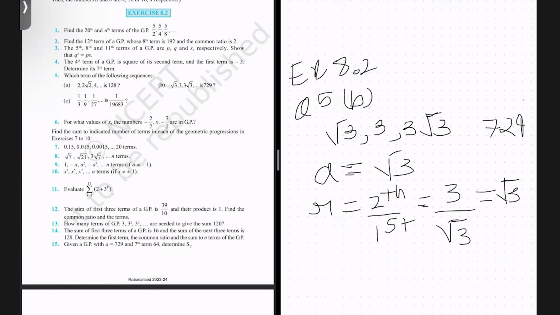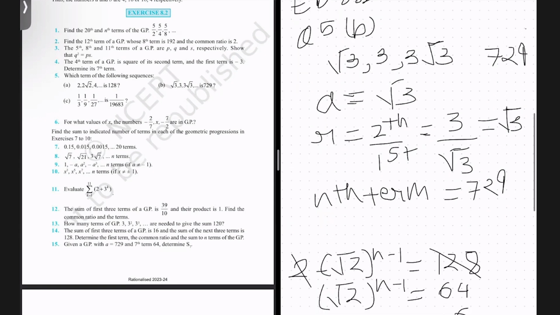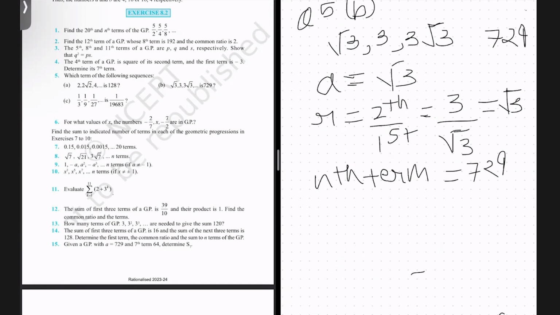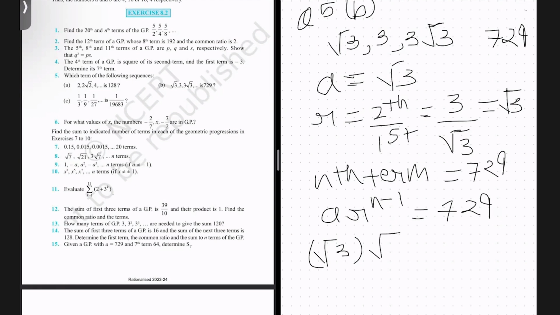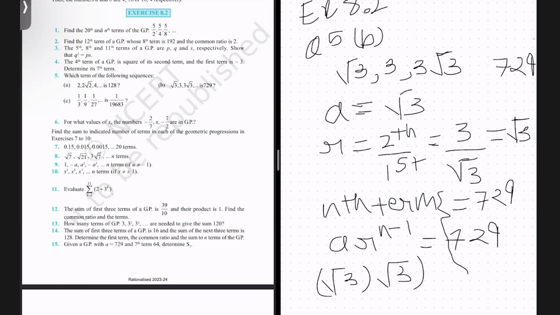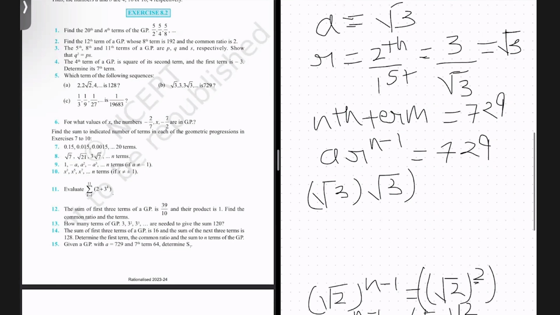So the nth term is 729, and we need to find out the value of n. So the nth term could be denoted by a r to the power n minus 1, and that equates to 729. So the first term is root 3. The common ratio is also root 3, to the power n minus 1. And on the RHS, you have 729. Correct?